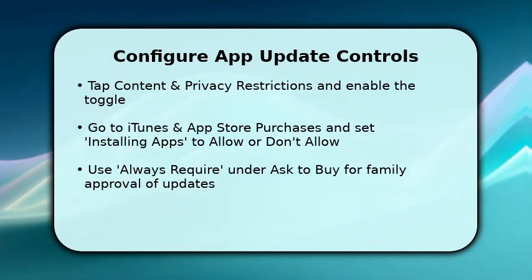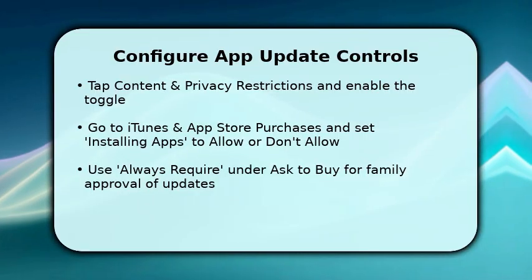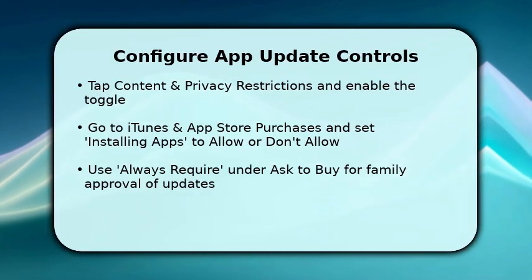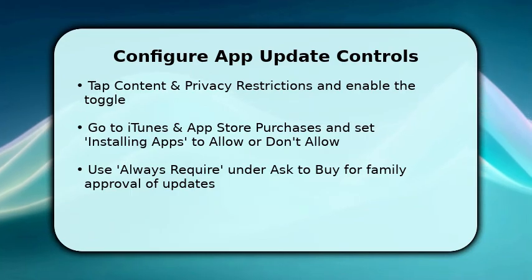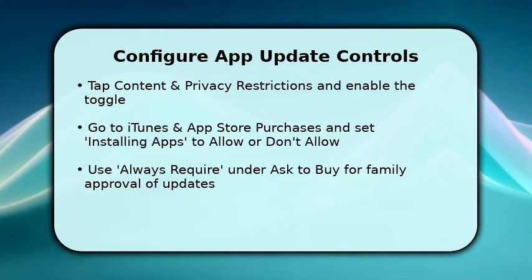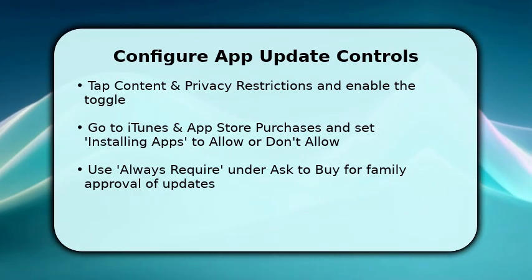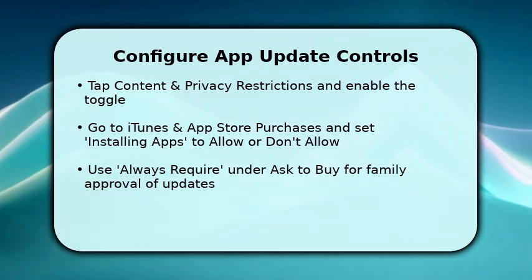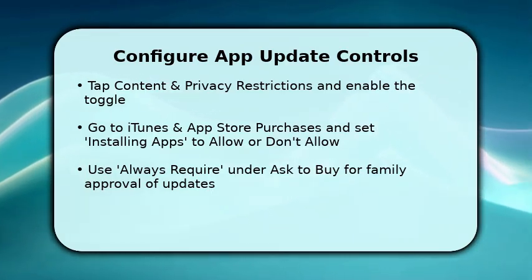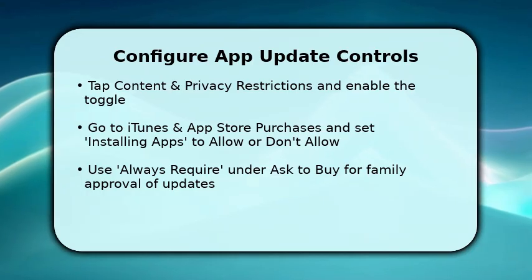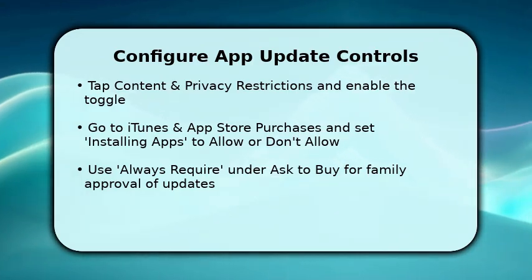Enable the restrictions toggle, then choose iTunes and App Store purchases, and decide whether installing and deleting apps is allowed. For family-managed accounts, enable Ask to Buy and select Always Require so you can approve updates from your device. This explains why you'll get a request instead of silent installs.